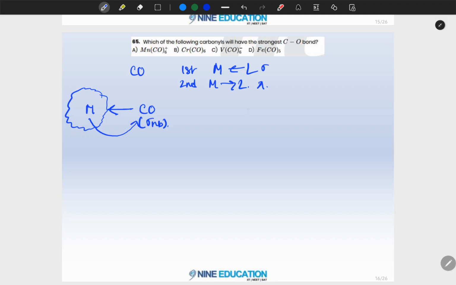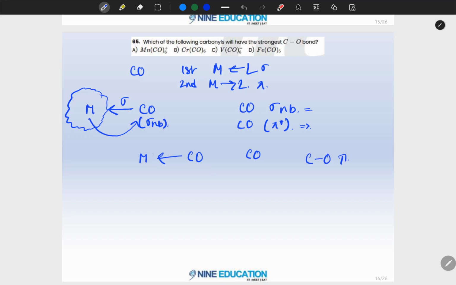So obviously the donation of electron from carbonyl will take place from sigma non-bonding, and the acceptance of electron cloud from the metal will take place in the pi star orbital of CO. So in the sigma bond, sigma non-bonding orbital is involved, whereas in the pi back bonding, metal to ligand pi back bonding, pi star orbital is involved, right? So clearly, because of the donation of electrons by the ligand, what will happen? There will be a slight increase in the CO bond order.